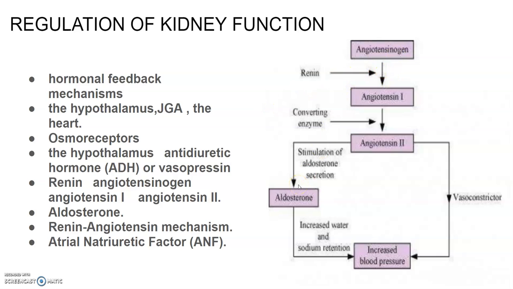Now, increase in the blood flow in the atria of the heart can cause the release of natriuretic factor, which can cause vasodilation or dilation of the blood vessels and thereby decrease the blood pressure. So the atrial natriuretic factor mechanism also acts as a check on the renin-angiotensinogen mechanism.